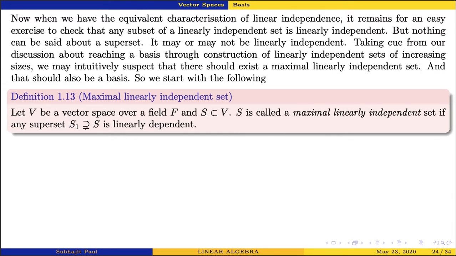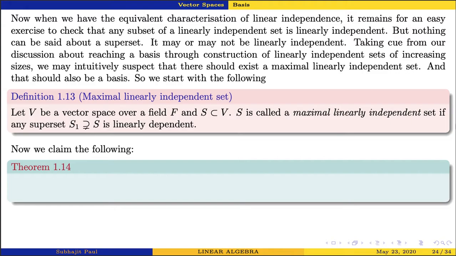So let us define what is a maximal linearly independent set. Let V be a vector space over a field F and S a subset of V. Now S is called a maximal linearly independent set if any proper superset S1 of S is linearly dependent, that is, not linearly independent. Okay, this notation is the same as the other one I explained there. This is superset and strictly not equal to. So this is a proper superset. S1 is linearly dependent. So S is maximal linearly independent. We cannot increase that any further.